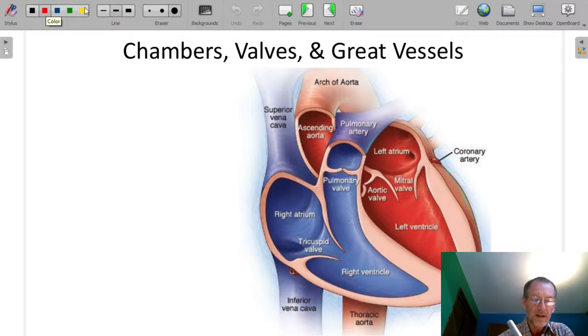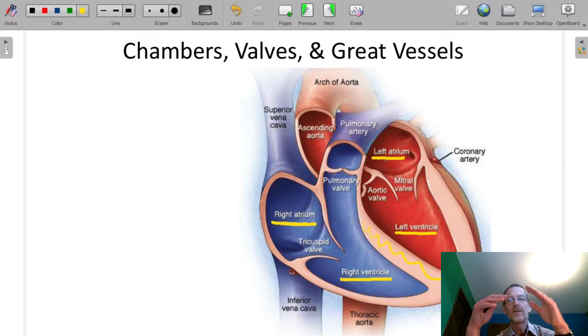And color for contrast. The right atrium forms the upper chamber, and then the right ventricle. So that's the right side of the heart. There's a septum between the two, and then you have the left side of the heart, the left atrium, and the left ventricle. So those are the four chambers. Two atria are on top, and the two ventricles are below.